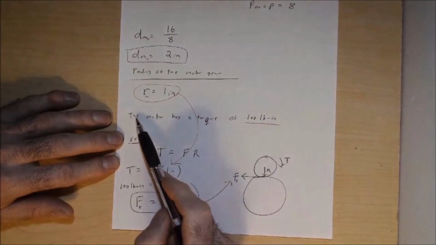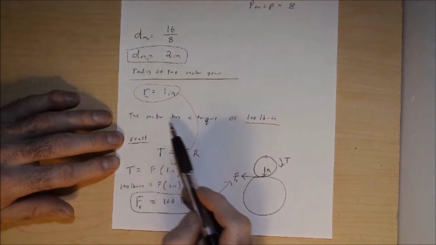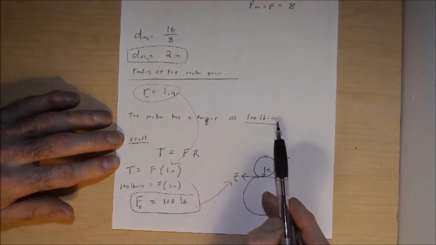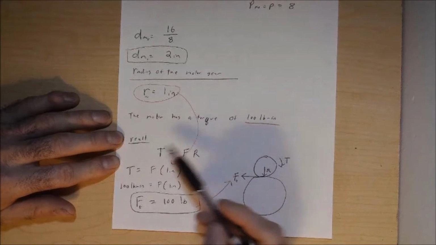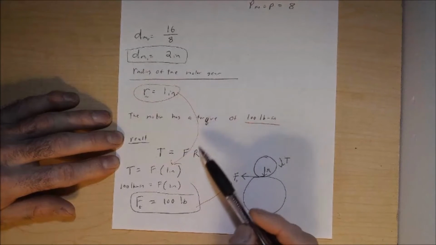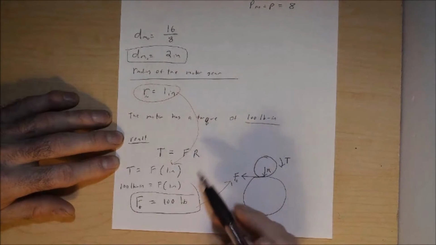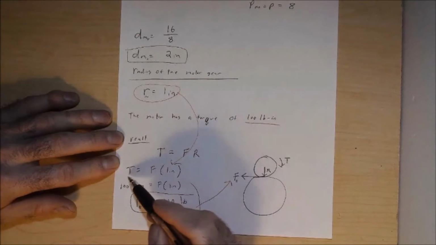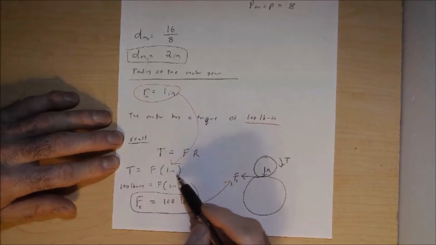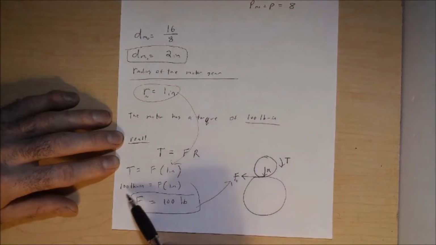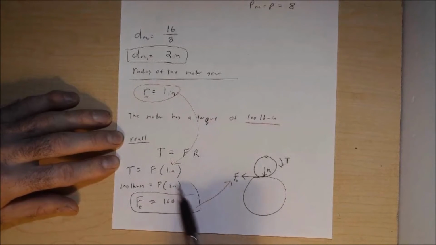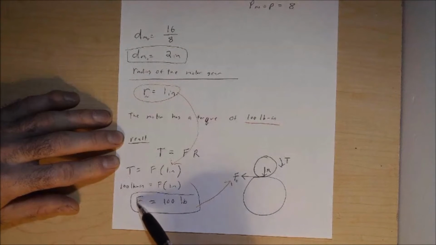Now, we know from the problem statement that our motor has a torque of 100 pound-inches. So we can recall our relationship between force, radius, and torque. We have T is equal to F r, where r in this case here is the radius of our motor, R sub MO. So we can plug that in here. Torque is equal to force times 1 inch, where our torque was given to us again as this 100 pound-inches. So we plug in 100 pound-inches equal to F times that radius there. So the only unknown is F. We can rearrange and solve for F. So F sub T in this case here is 100 pounds.